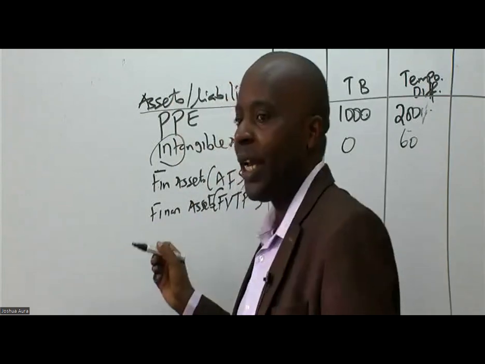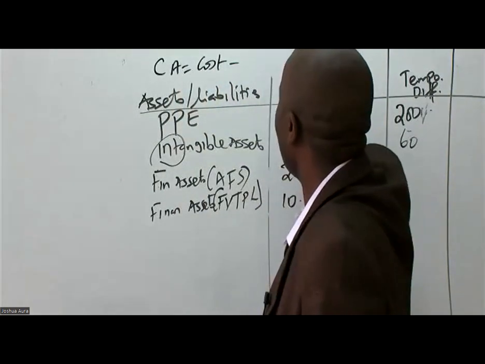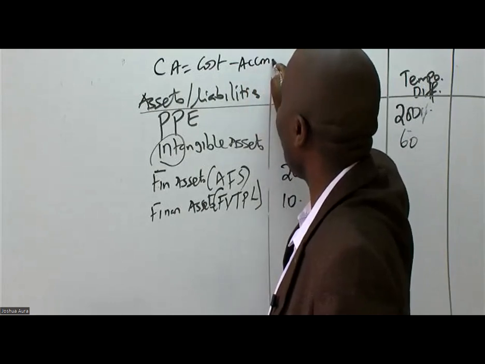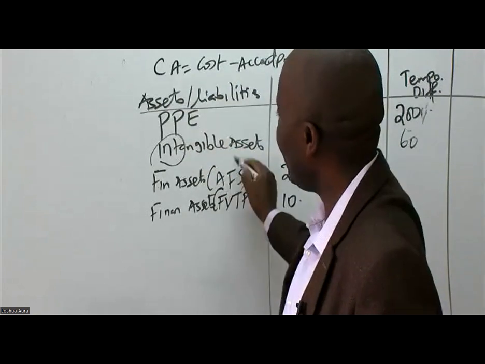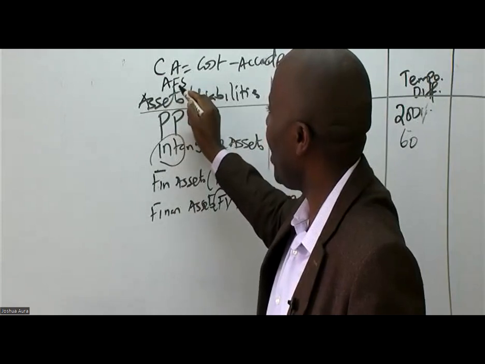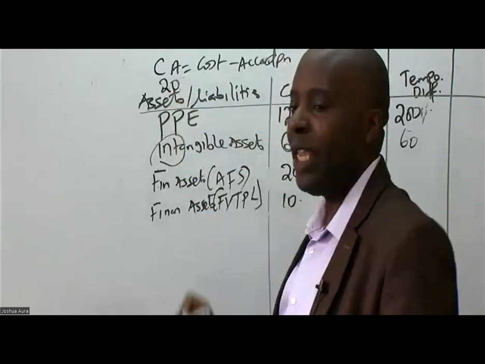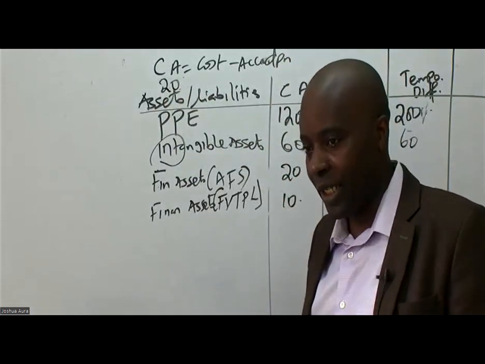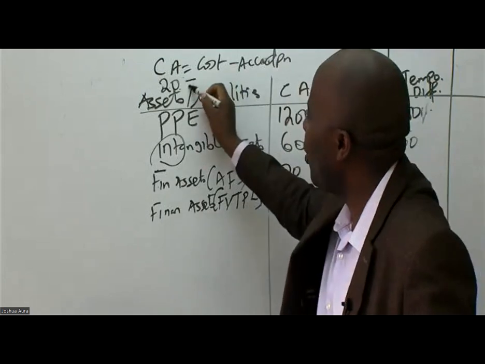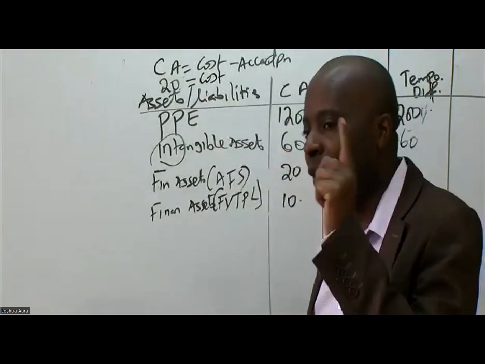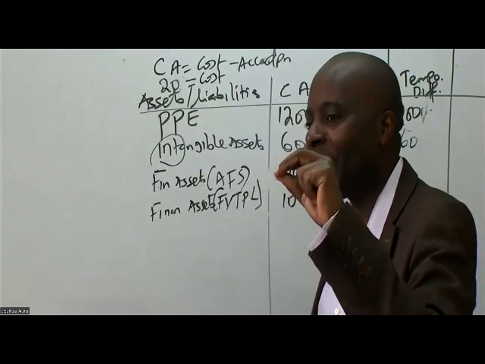We are saying that carrying amount equals cost less any accumulated depreciation. So when you look at these financial assets which are available for sale, the carrying amount for this one has been given as 20. Ladies and gentlemen, I don't know what the cost of these financial assets is, but I know the accumulated depreciation, which is the same as the accumulated loss.